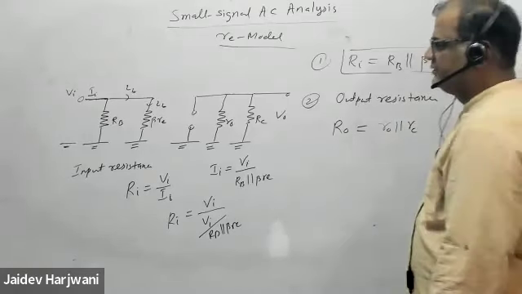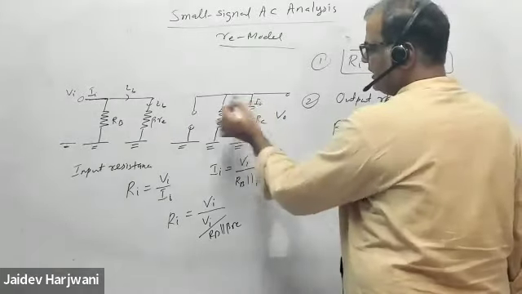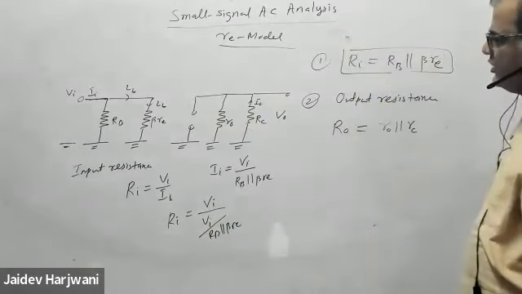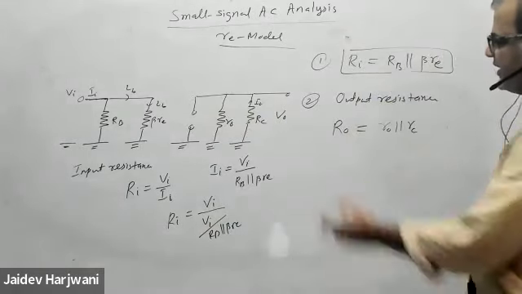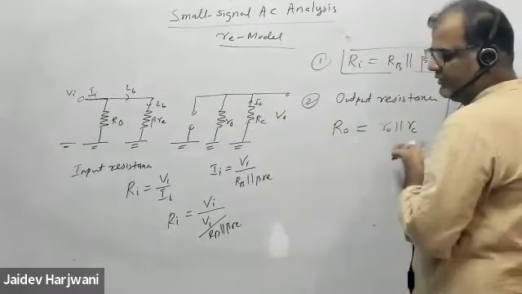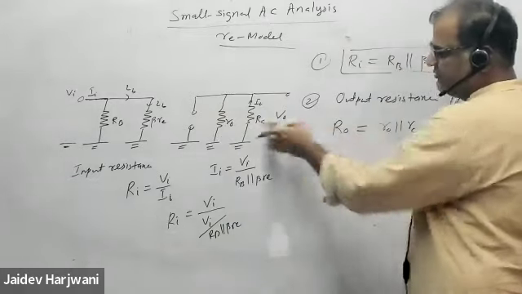I0 is coming here, and here was beta IB. That way also you can solve, but directly you can find out what the parallel is. You can write a parallel. No need to remember the formula also. Just put the parallel combination.